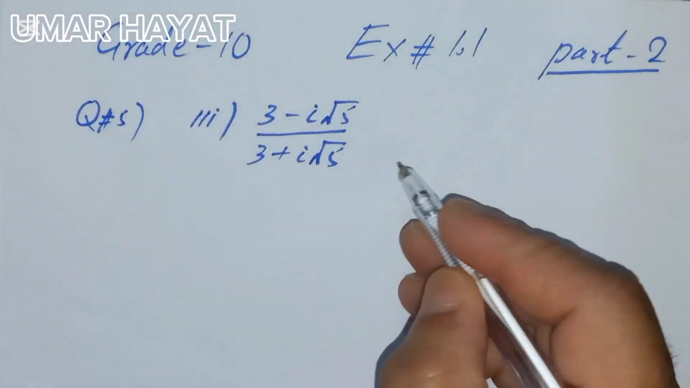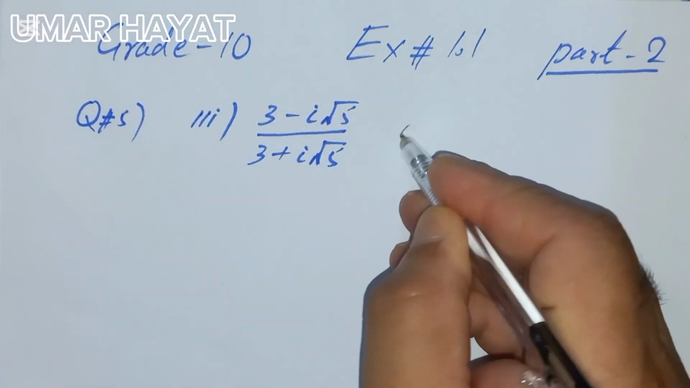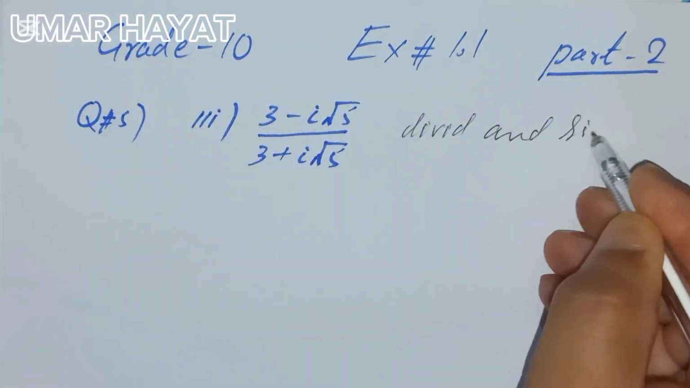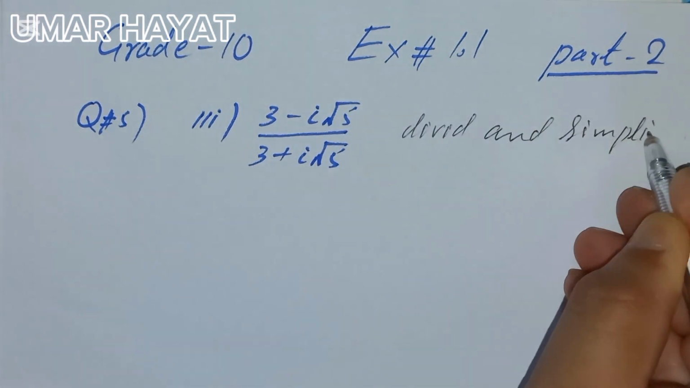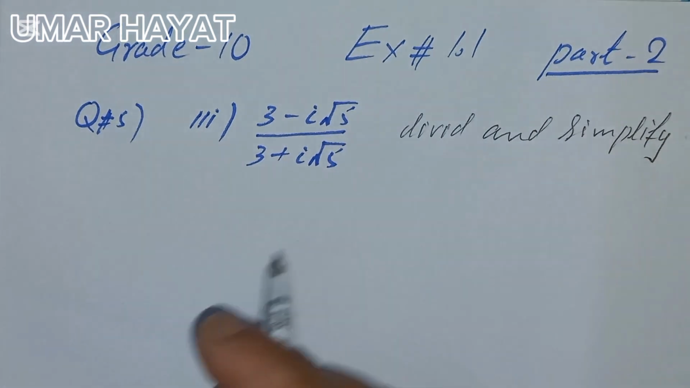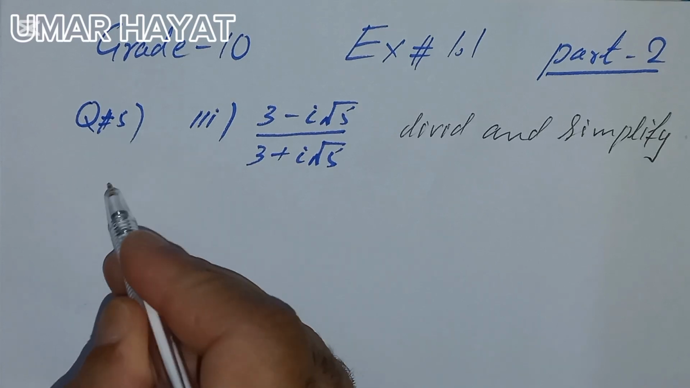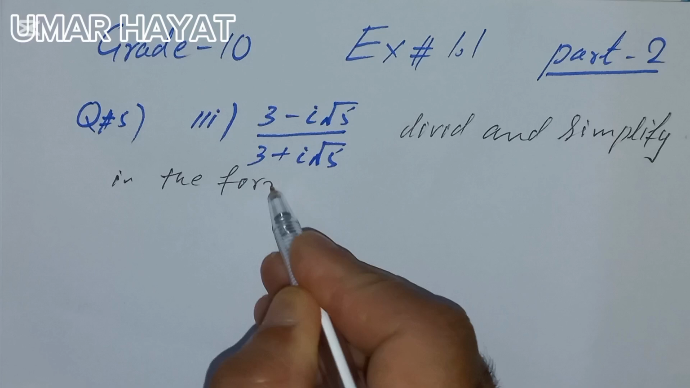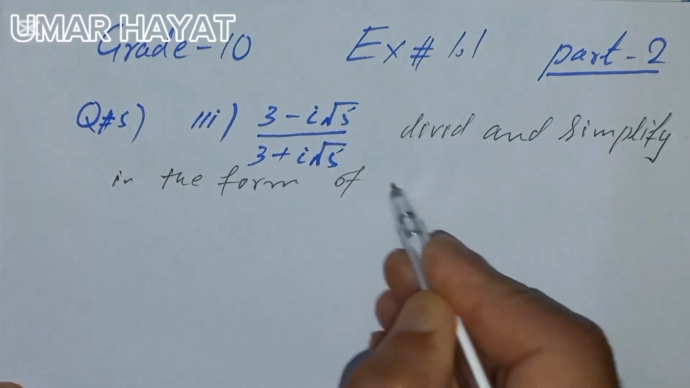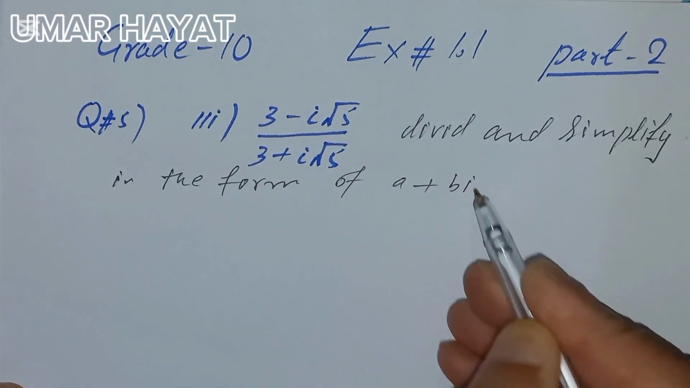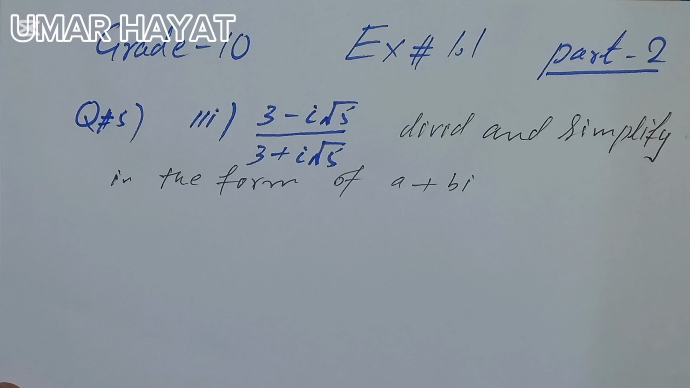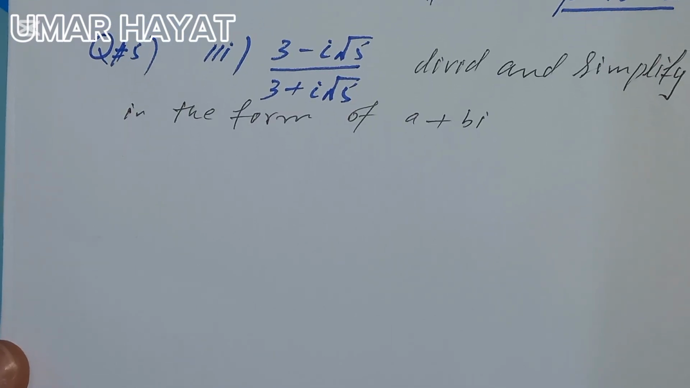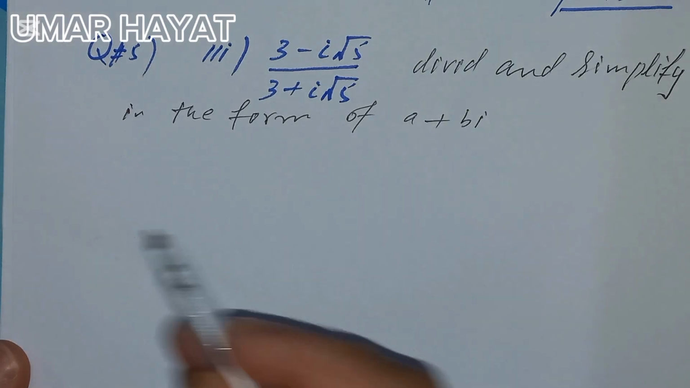We want to write: divide and simplify in the form of a plus b iota. This is our task. We want to convert this into a plus b iota form.